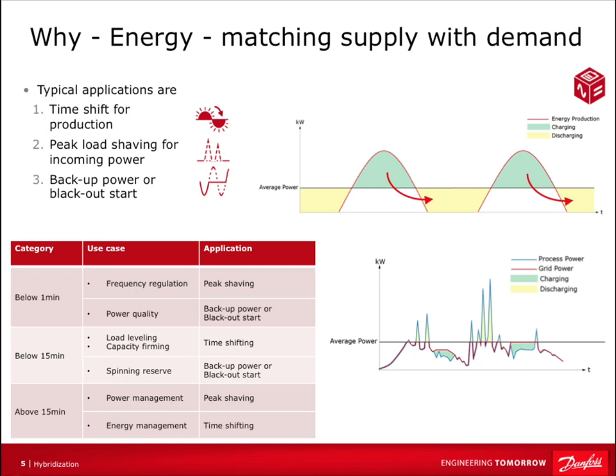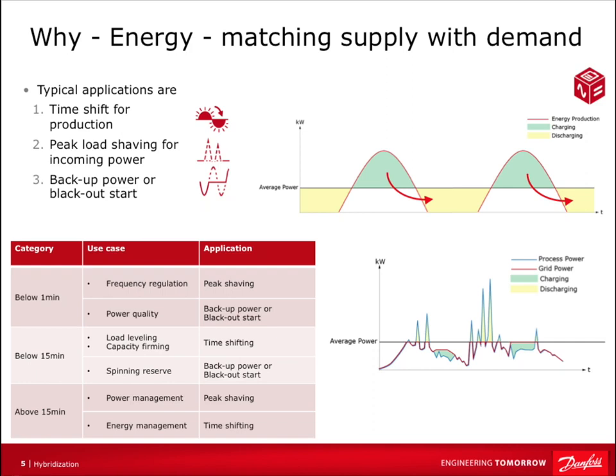So if we look at these three categories, below a minute, for example, that's where you could be looking at on the energy side, the power regulation, so the frequency regulation, peak shaving, the ability to compensate for very momentary changes in peak power requirements. The next would be power quality, so a backup or a blackout start, for example, something below a minute. So that would be considered a very momentary interruption, less than a minute.